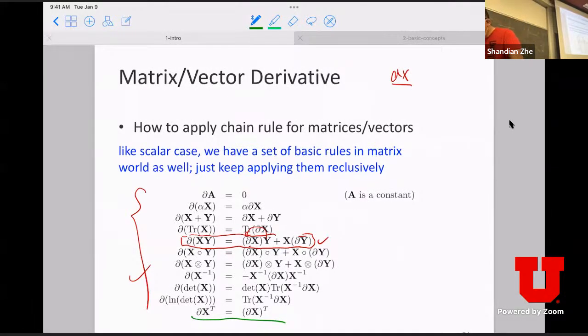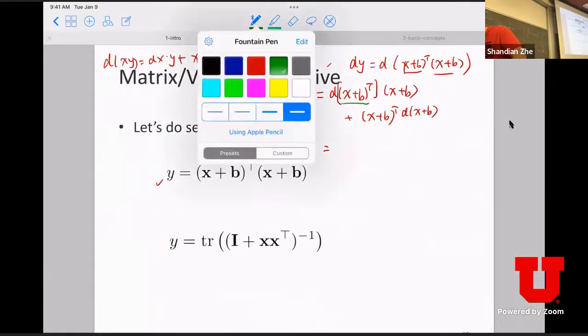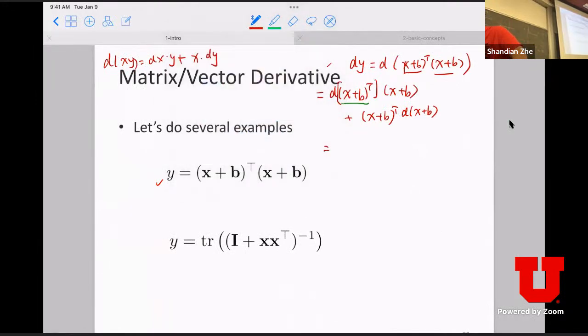Apply this, and we can do the derivative first. So d of x plus b, well, b is a constant, so its derivative is simply 0. So d of x plus b is simply dx. Then you take the transpose, times x plus b. This is the first term. And the second one is easy, just dx. Any questions so far?